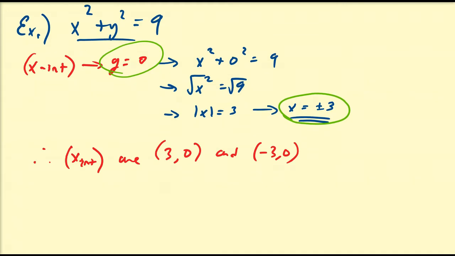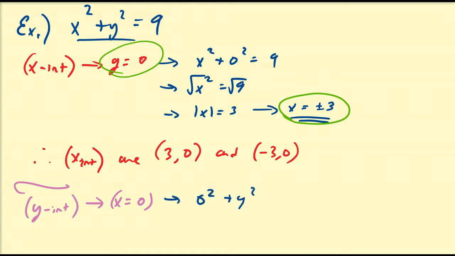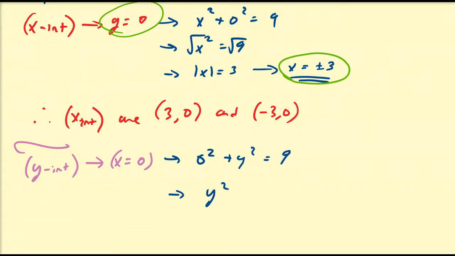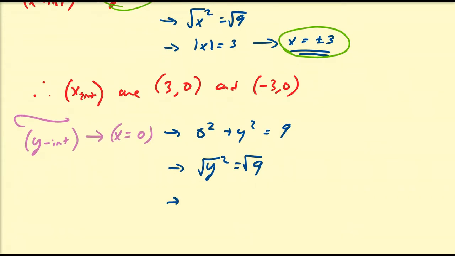Similarly, we can find the y-intercepts. So for the y-intercepts, we know that their x value is equal to 0. So if that is the case, we can look at our relation and see that that should be 0 squared plus y squared is equal to 9, which is the same thing as y squared is equal to 9. Similarly, we can take the square root of both sides of this relation, and we'll get the absolute value of y is equal to 3, which implies y must be equal to plus or minus 3.